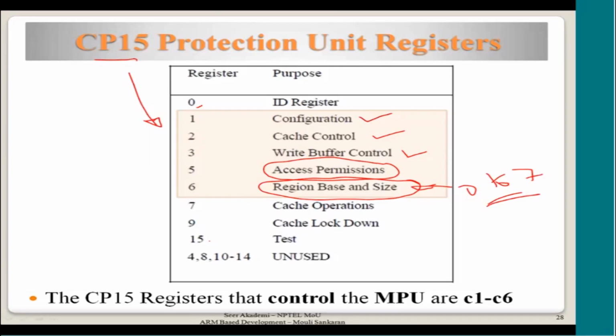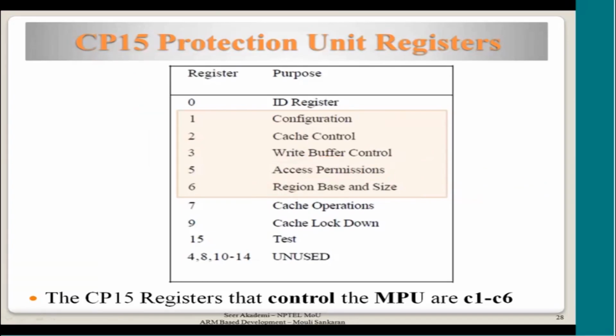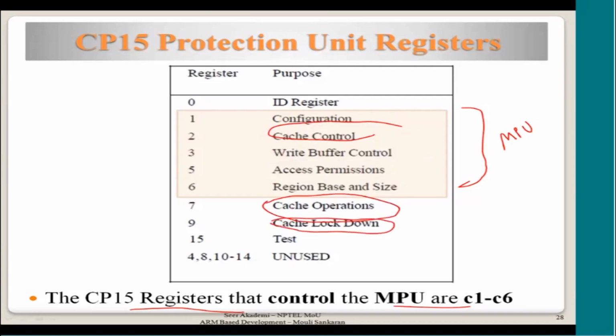Who has done it? ARM has done it. Because they are all IPs given by ARM, they follow this particular naming convention and register numbers. So the CP15 registers that control the MPU are these registers. They are all MPU related. Part of them control the cache also. Some of them control the cache lockdown, which we saw in the previous session. These registers control the cache operation. So this set of registers controls only the MPU.